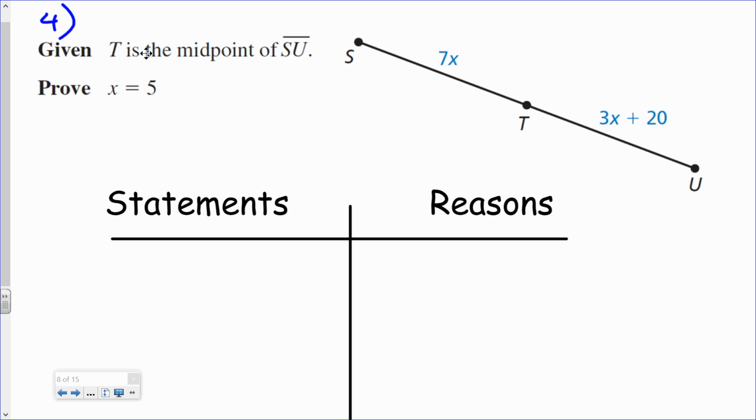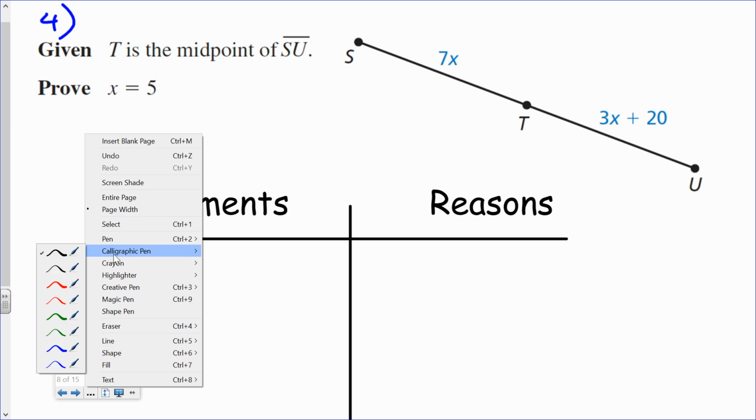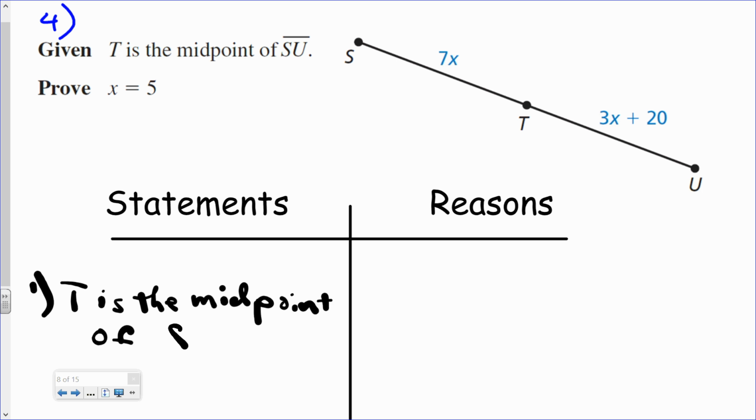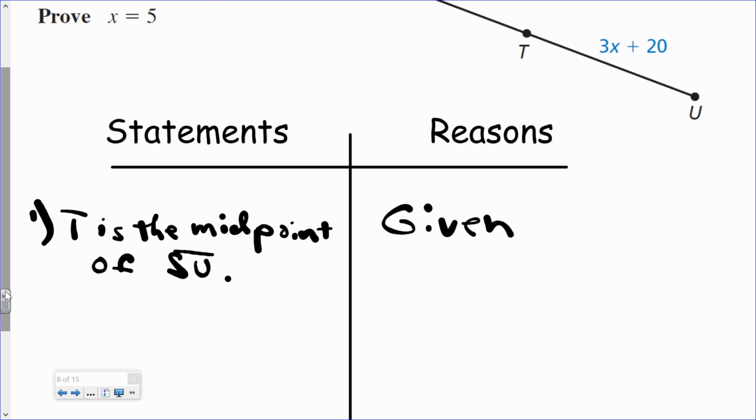I'm going to write that as my first statement because given is always your first statement. Let's write it down with me. Here we go. I'll put it in black here. Going to write T is the midpoint of SU, of segment SU. Given. What gives you the right to say that? Well, given gives us the right. Remember, I'm always asking you what gives you the right to say that. This is argumentation now. That's statement one, ladies and gents.